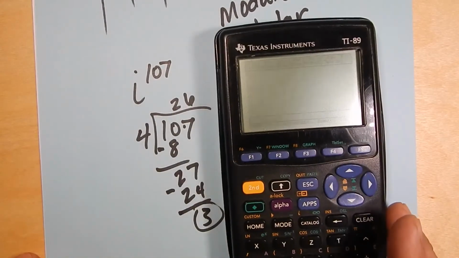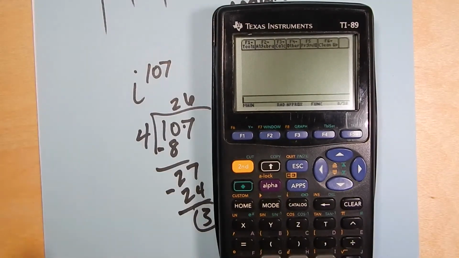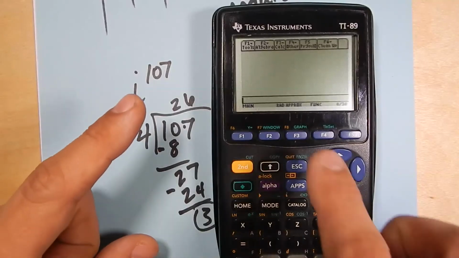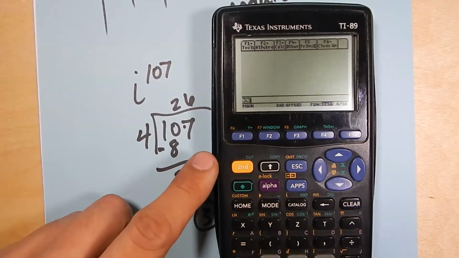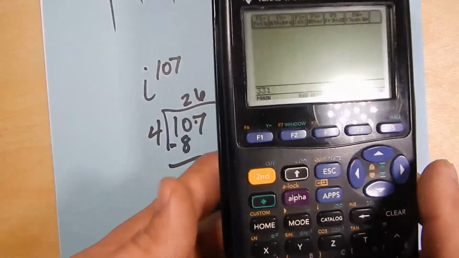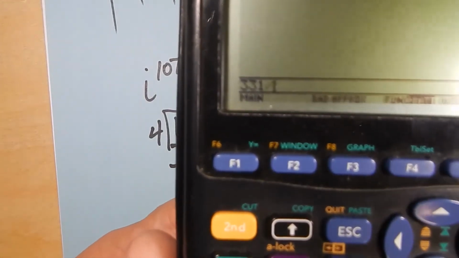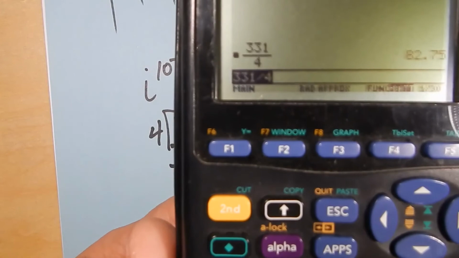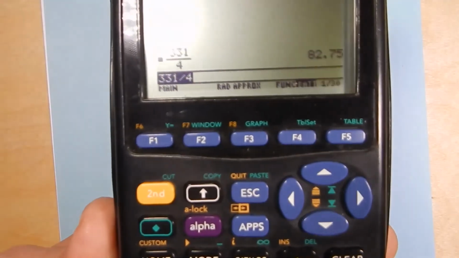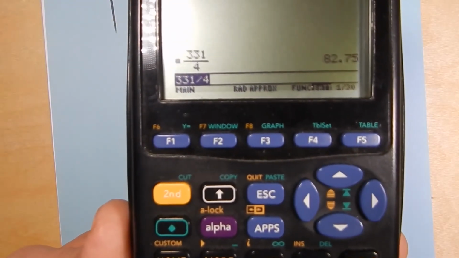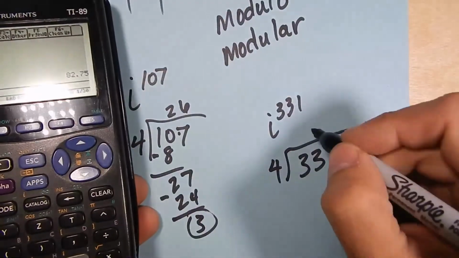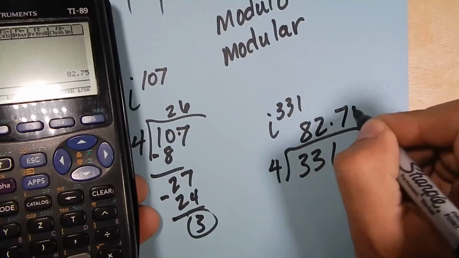Okay, so take a look at the calculator. This is probably different than the calculator you have, but that's all right. So what we want to do is take 331, and we want to divide it by 4. So we get an answer. Okay, so we got 82.75. So our calculator tells us this.